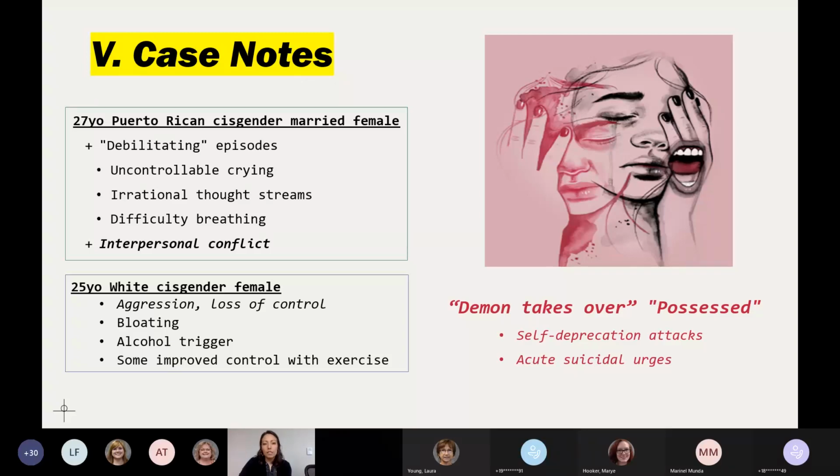Something I hear over and over working with women with PMDD is this sense that a demon is taking over or you feel possessed. It's such a different experience from how you feel in your own body, how you're responding to the world throughout the different times of your life.